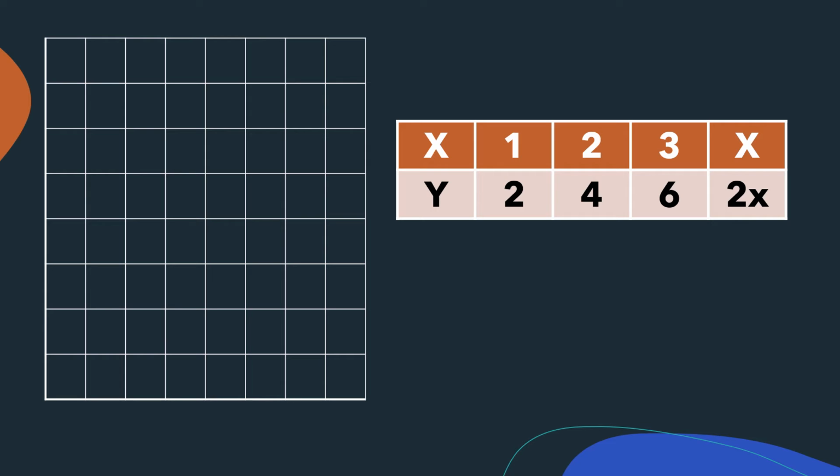From this table, we can get the ordered pairs. First one is (1, 2). Next one is (2, 4), and then (3, 6). Then connect the dots, so we now have the graph. From this graph and table, we have the equation y equals 2x.